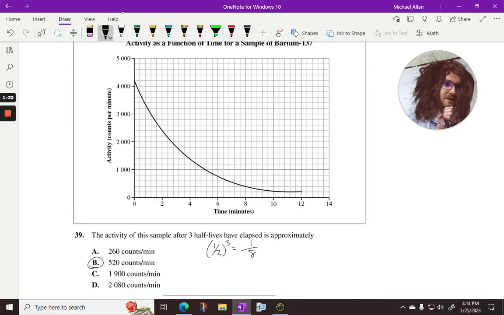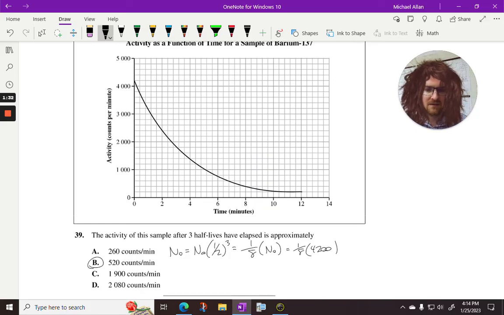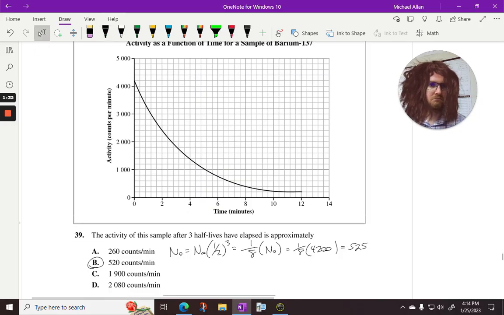All right, this is 1/8 of N naught. And it's a little bit more than that. If we go by the divisions here, there's 5 divisions, so it's 2, 4, yeah. So this is approximately 1/8 of 4,200, whatever counts per minute there. Do you get a better answer if we do it that way? Yeah, 525. So the closest one is 520.